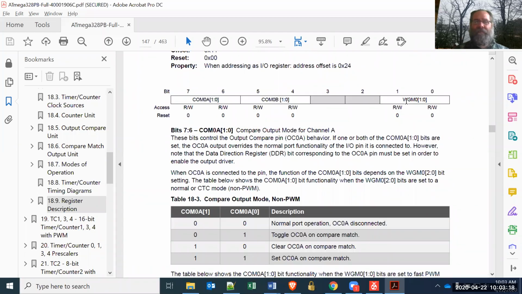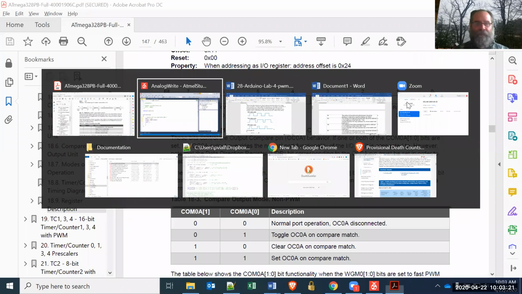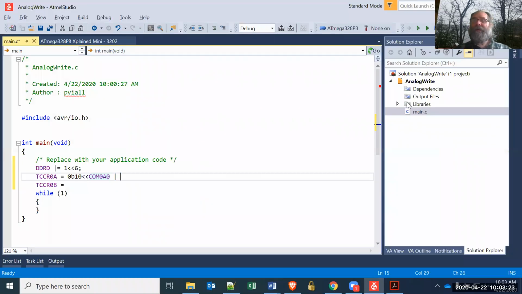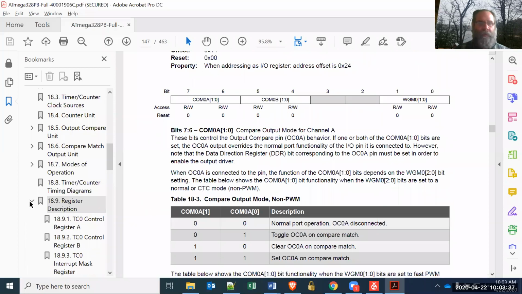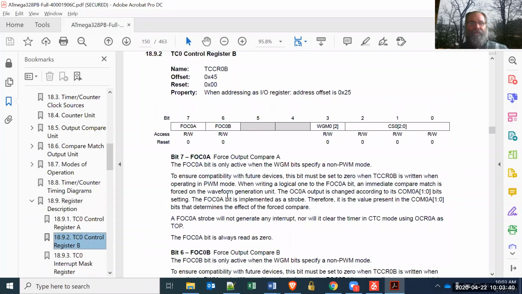The 2 least significant bits go here. So the 2 least significant bits are 0B11, WGM00. That takes care of register A. Let's look at register B. The force output compare, I'm not going to be doing any of that. This wave generation mode, I need to make 0, since the mode was going to be 3 or 0, 1, 1.